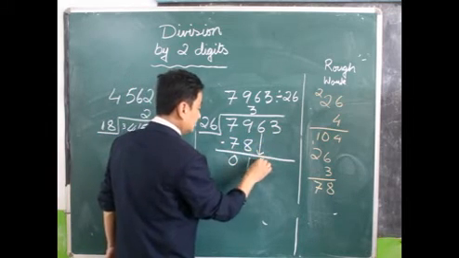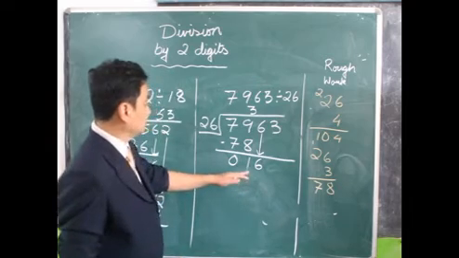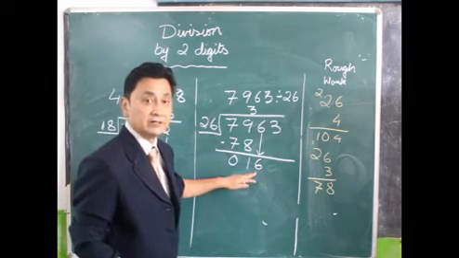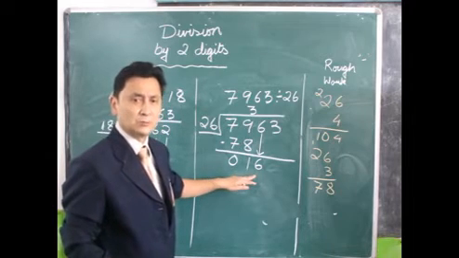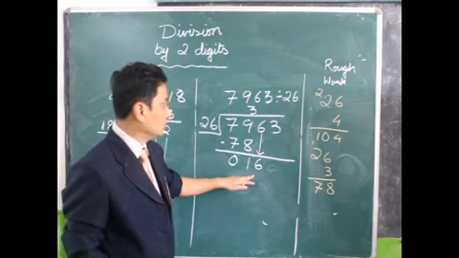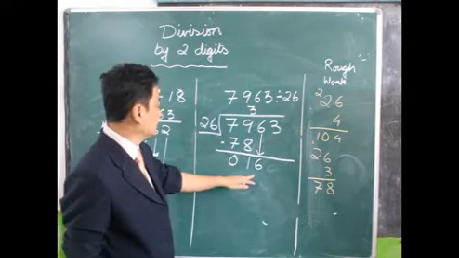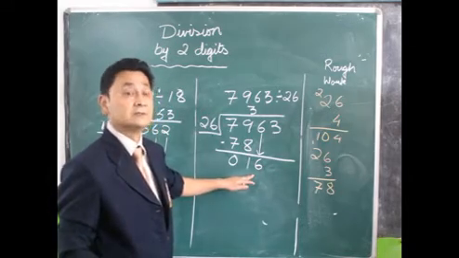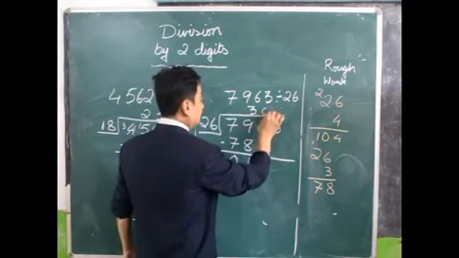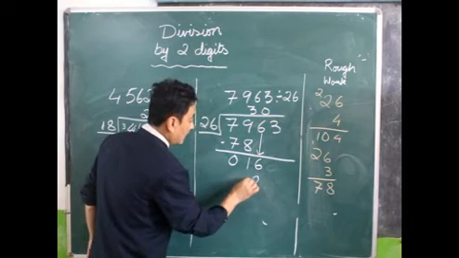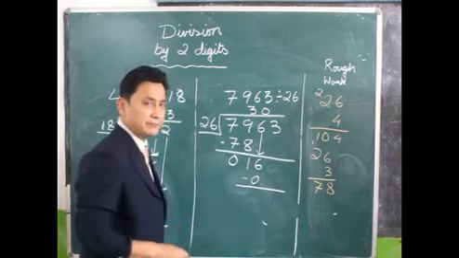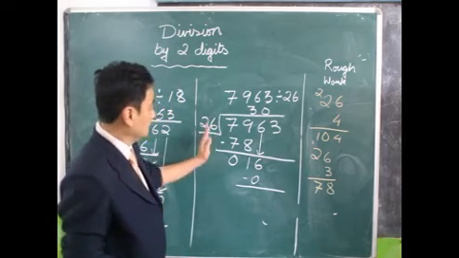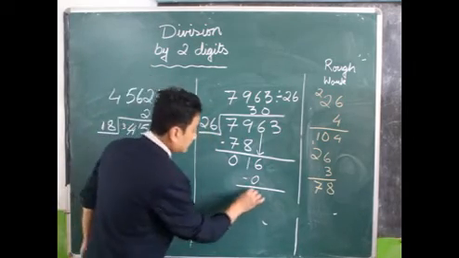Bring down 6. How much do we have here? 16. Will 26 go into 16? It's too small a number. So, how many times will 26 go into 16? 0 times. Very good. 26 0s is a 0. We'll do one number at a time, okay? We can bring this down, but many children make a mistake.